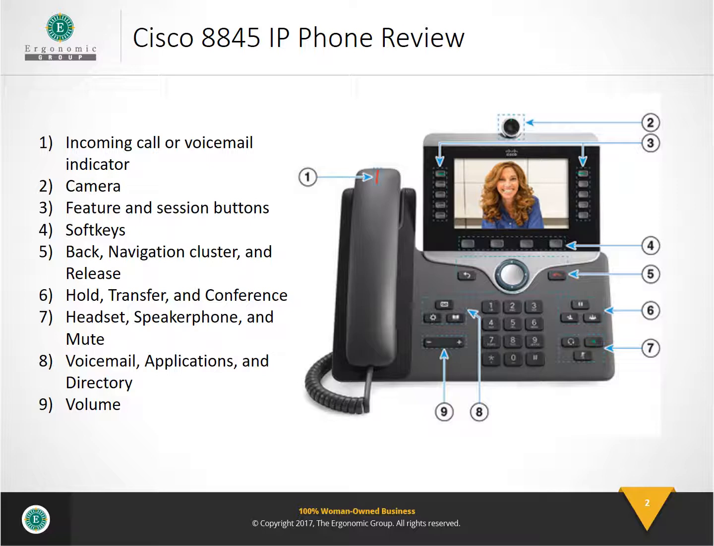We'll begin by going over the phone's layout, starting with 1. The incoming call or voicemail indicator, 2. The video camera, 3. The feature and session buttons, 4. The soft keys, 5. The back, navigation cluster, and release buttons, 6. The hold, transfer, and conference buttons, 7. The headset, speakerphone, and mute buttons, 8. The voicemail, applications, and directory buttons, 9. The volume buttons.